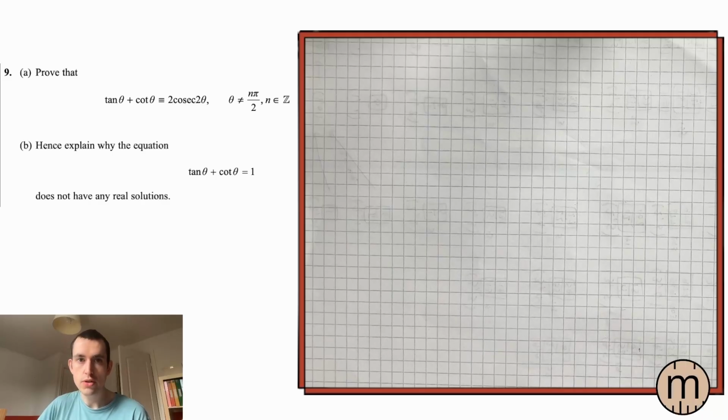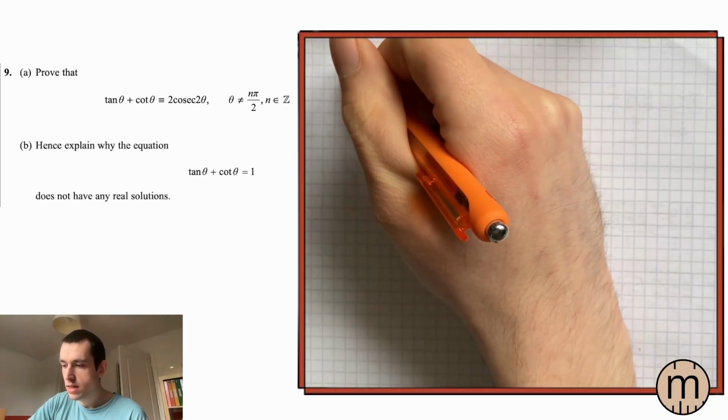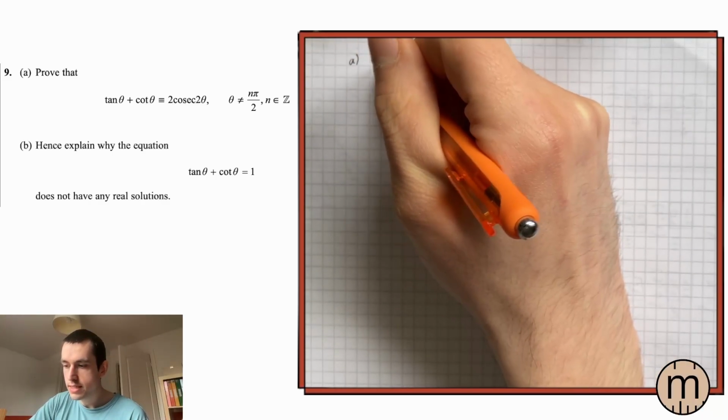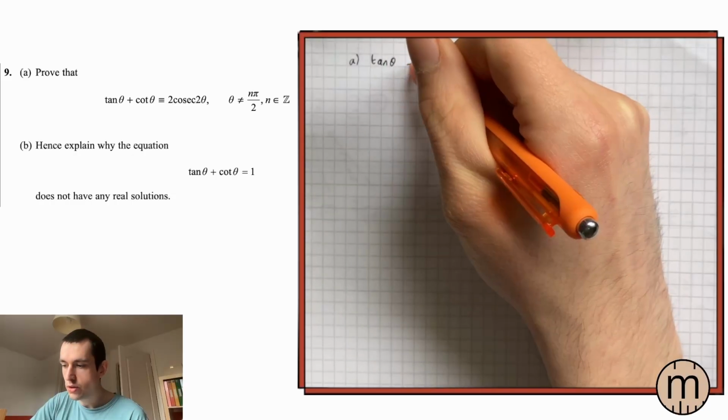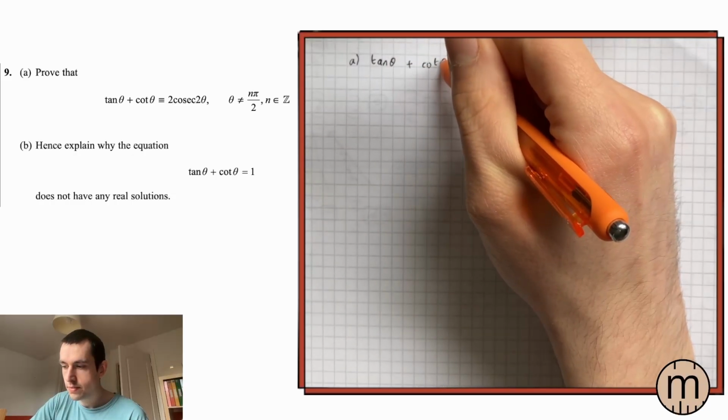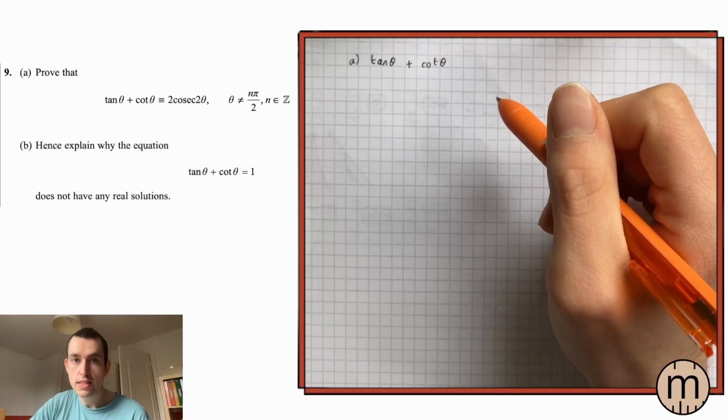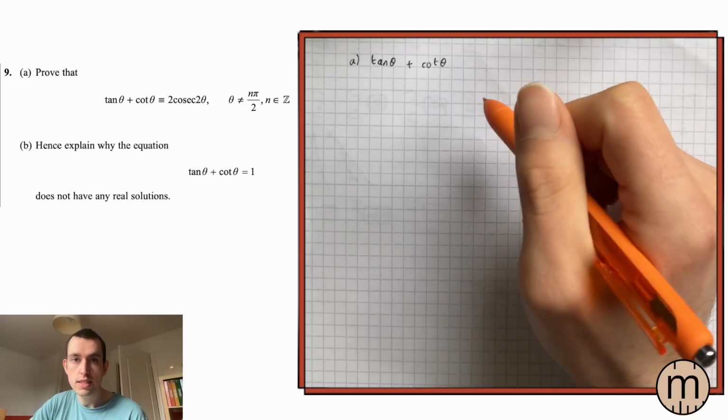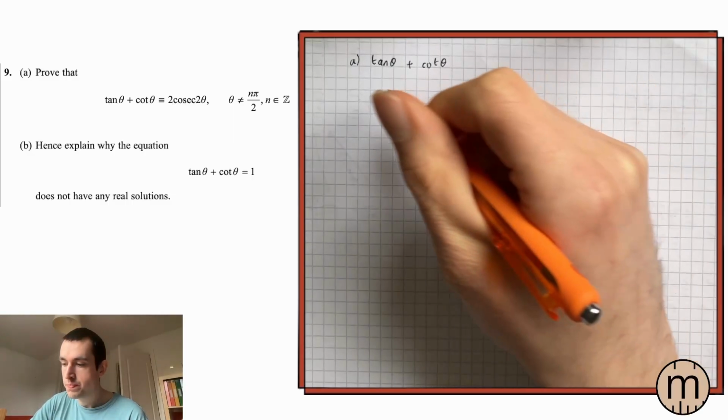So for part A, we're trying to prove this identity. Best thing you can do with identities is start on one side and try and work your way to the other. Usually it's going to be the left-hand side that you want to start with. So that's tan theta plus cot theta.